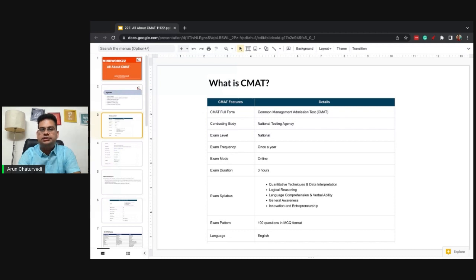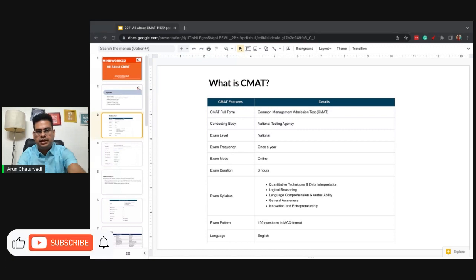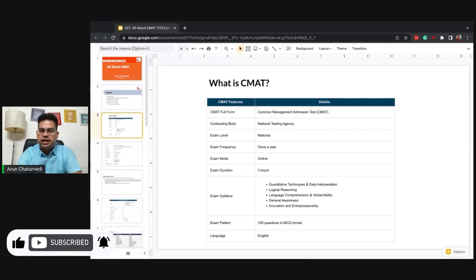It happens once a year. It is online but computer based, so you need to go to the center, and just like CAT, you can appear in this exam. The duration is 3 hours.